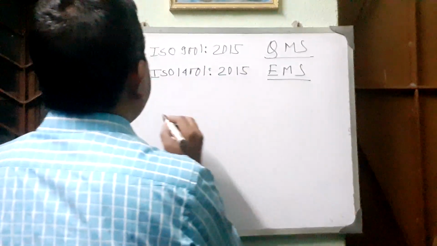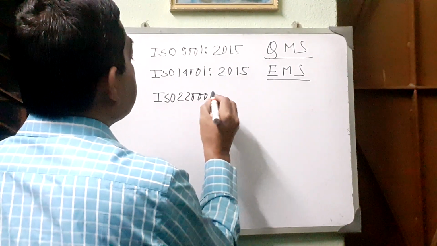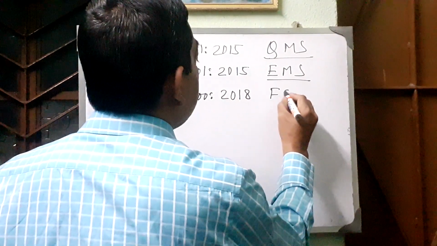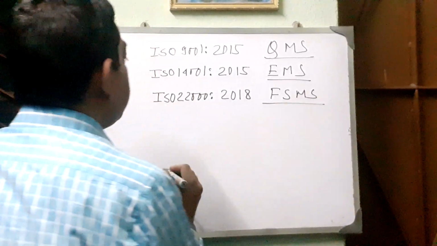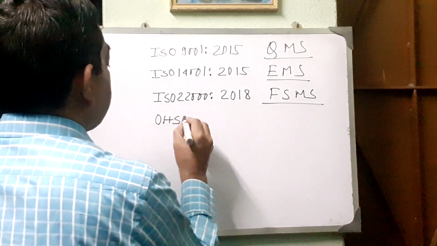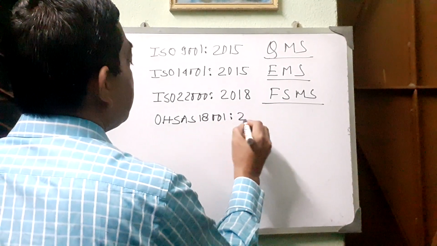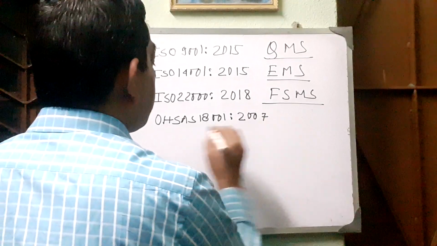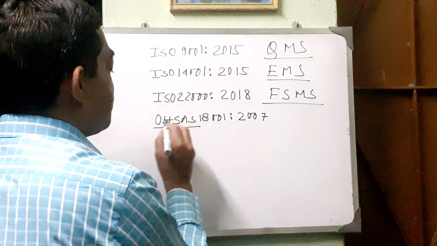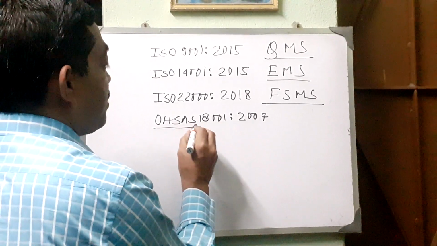And another very important one is ISO 22000, the latest version is 2018. It is called FSMS, Food Safety Management System. And the fourth one is OHSAS 18001:2007. It is called OHSAS, meaning Occupational Health and Safety Assessment Series.